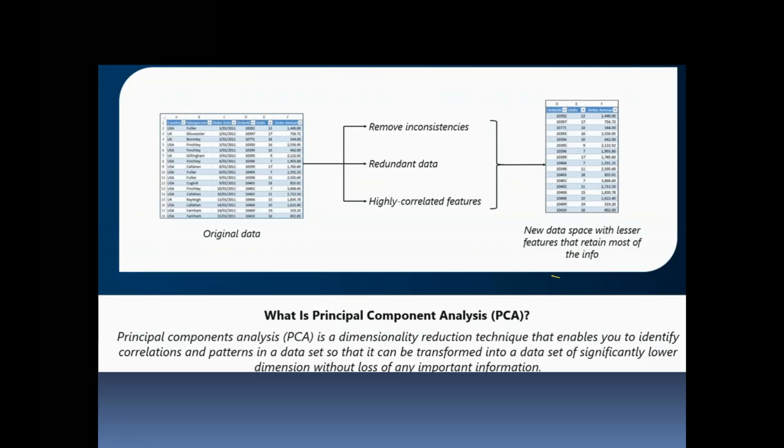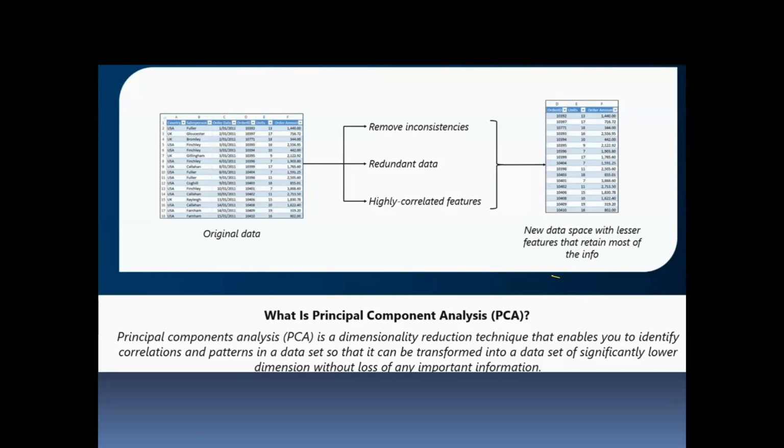The second one is redundant data. For example, if I have 10 features in my data, and the first feature and the fourth feature are highly correlated, which means they have 90% correlation, we have to suppress one of them, because both are almost the same. The same information is actually given by the two features. That acts as redundant data, so we have to filter it out.